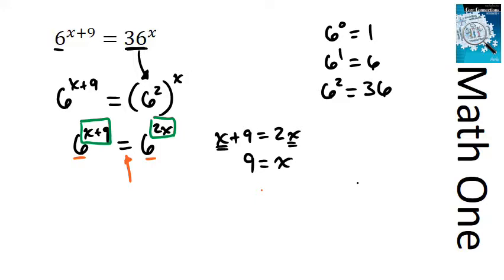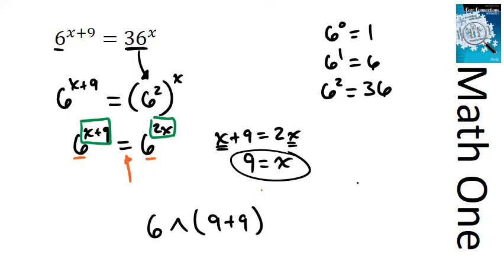So x has to be the number 9, and if you have a scientific calculator, you can plug in 6 and then raise to the power of, and you can actually do 9 plus 9 in parentheses like that and press enter. On the other side you can take 36 and raise that to the 9th power also and press enter, and you're going to see that you get exactly the same thing on both the left and the right hand side.